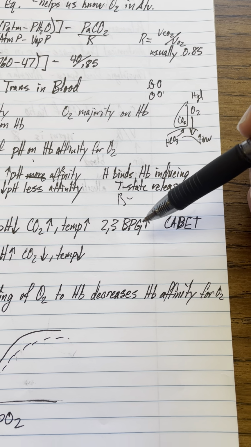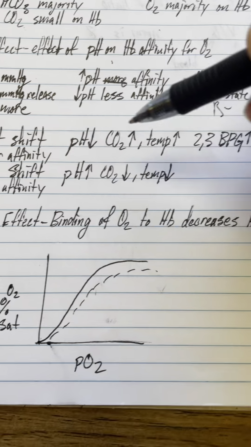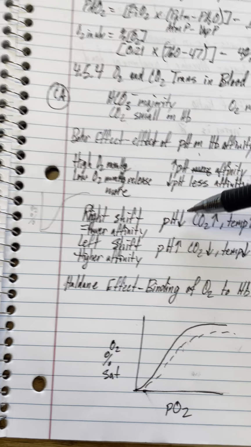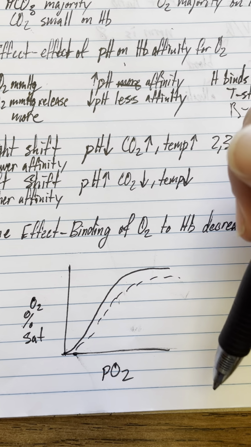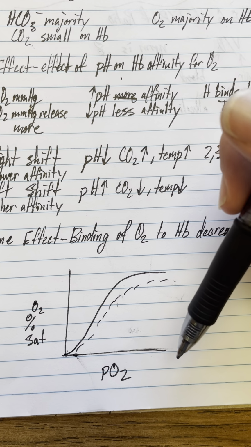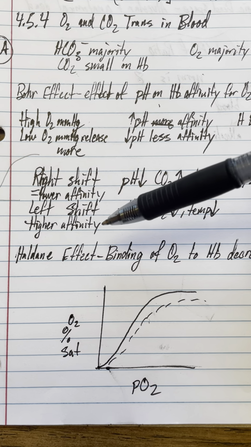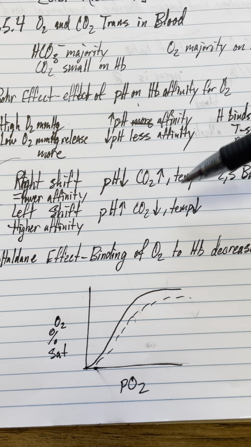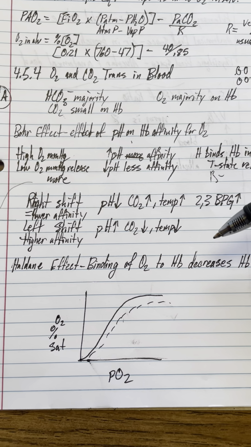And then BPG is kind of interesting. It is used primarily in placenta, and if a baby's placenta has a higher BPG, we've now lowered the affinity of the mother's blood for oxygen, and so that oxygen will transfer into the placenta and oxygenate the baby's blood. Left shift will cause a higher affinity for oxygen. That's when you have a high pH or an alkaline blood, low CO2, and your temperature is low. It's just the opposite of your right shift.